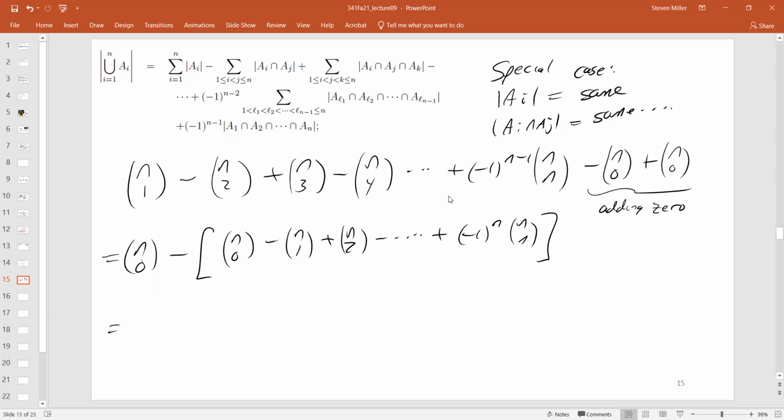This is, well, what's n choose 0? 1. Now, what is the sum? What is n choose 0 minus n choose 1 plus n choose 2? What does that sum equal? So if you don't know, what should you do? How would you conjecture what that sum equals? What would you do?